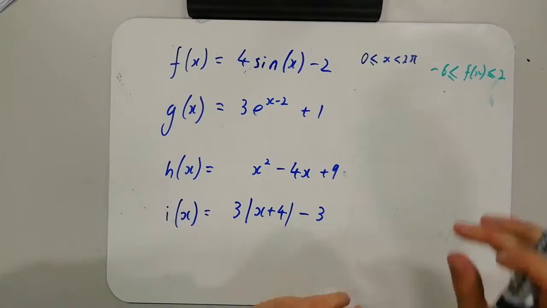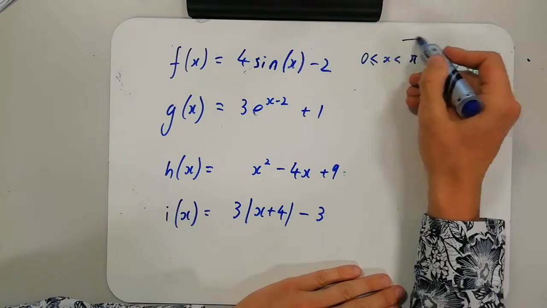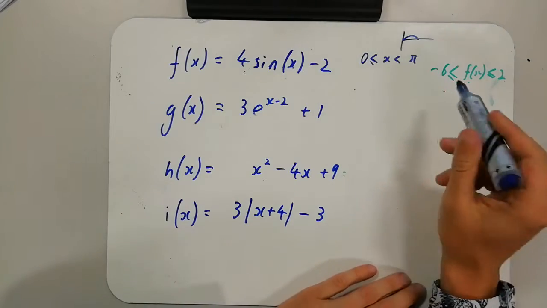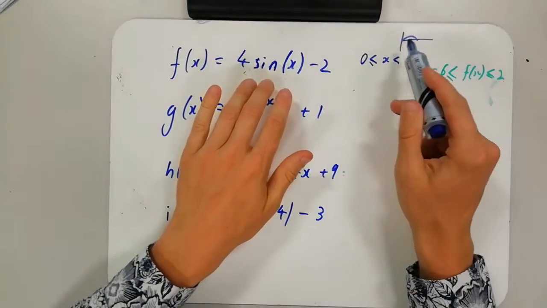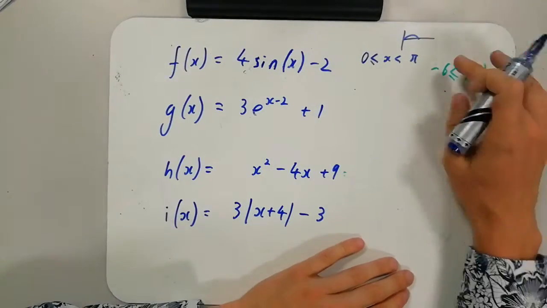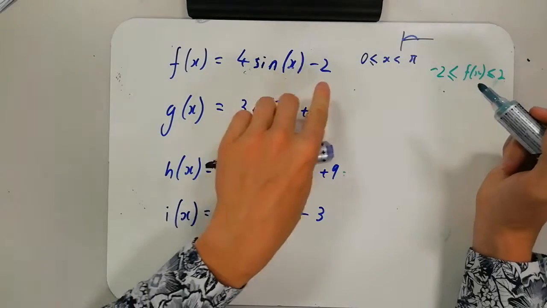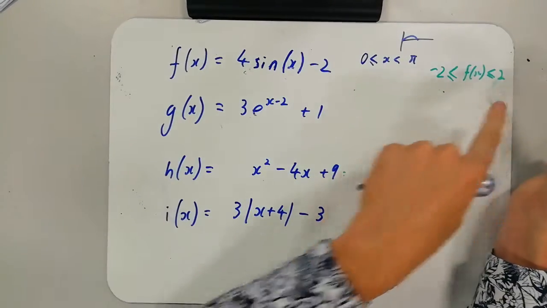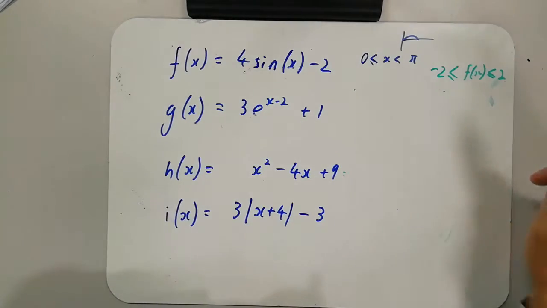It's possible that I might only have half an oscillation. A quick sketch tells me that in that case I cannot get the negative values. Sine is limited to between 0 and 1. Therefore, my range in that case would be limited to minus 2 when sine x is 0, and a maximum value of 2 when sine has the value 1.